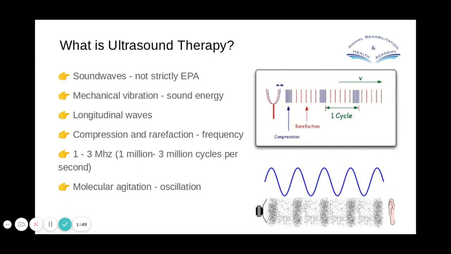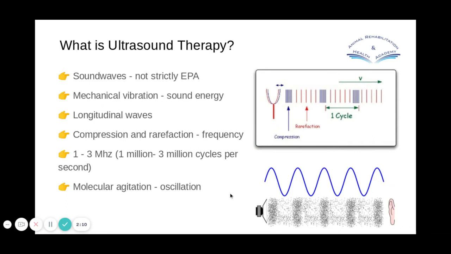It's the number of cycles per second which dictates the frequency. In therapy, the frequency that we most commonly use is between 1 and 3 megahertz. That's 1 million or 3 million of these cycles per second. So that's just a quick overview of where the frequency comes from.